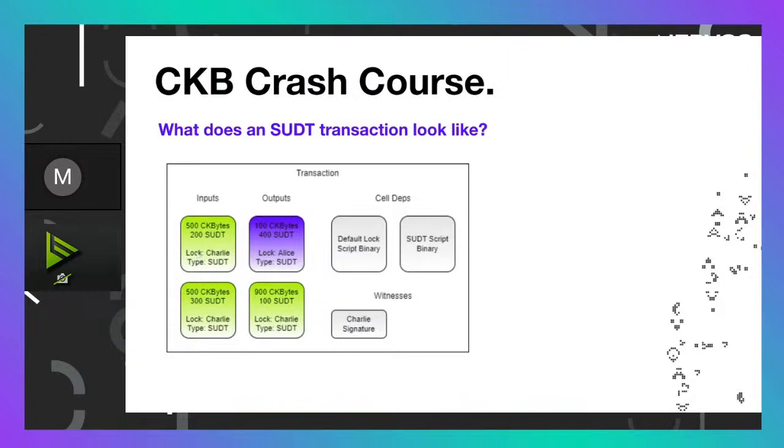Now, since we used a lock script for Charlie, a lock script for Alice, and a SUDT type script, these are the cell deps that are actually referenced, because any time you use a smart contract, you have to tell it where the binary is that it's going to use. So the SUDT binary was used for these tokens, and the default lock was used for both Charlie and Alice. It's the same lock script, so that was also included as a cell dep.